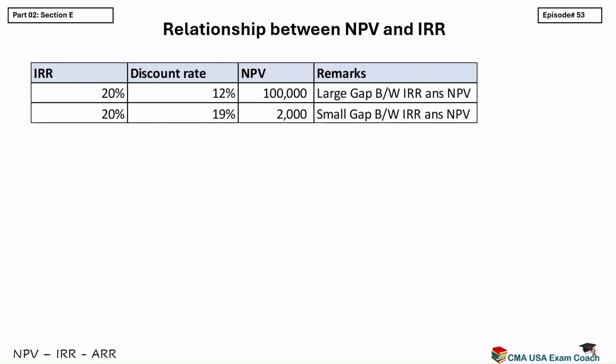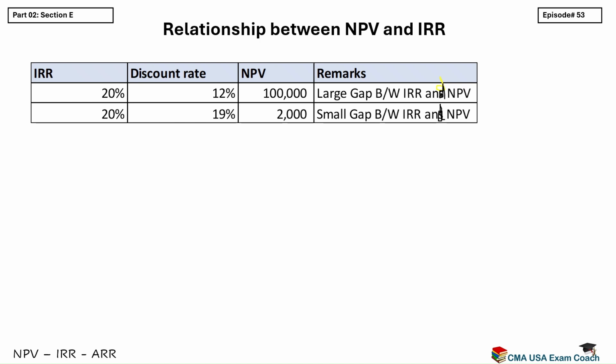Even if there are small fluctuations in cash flows, the project still generates substantial value. On the other hand, if the discount rate is closer to the IRR, say 19%, the NPV might only be 2,000. Here, the gap between NPV and IRR is very small, meaning the project is risky.